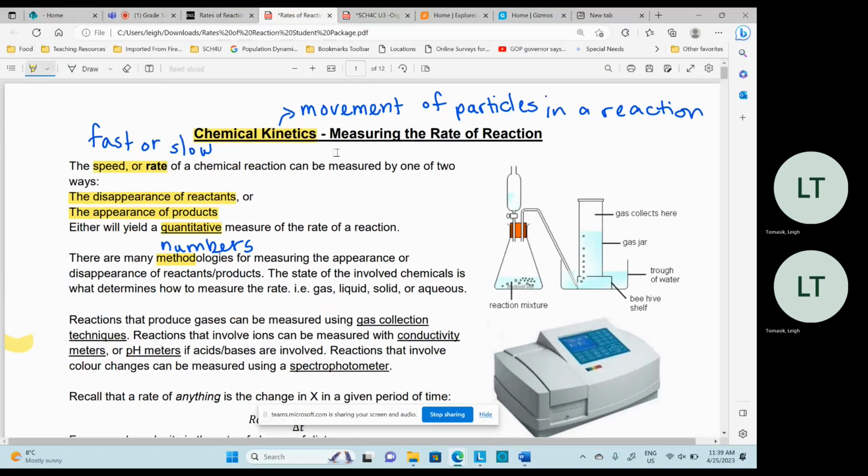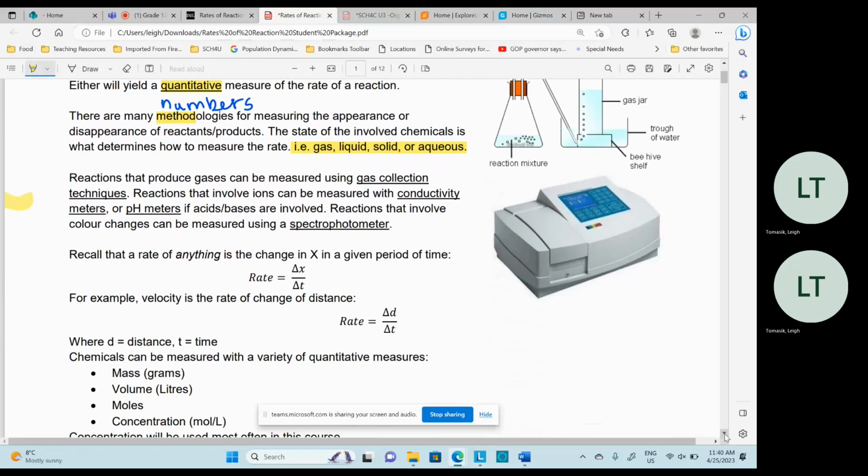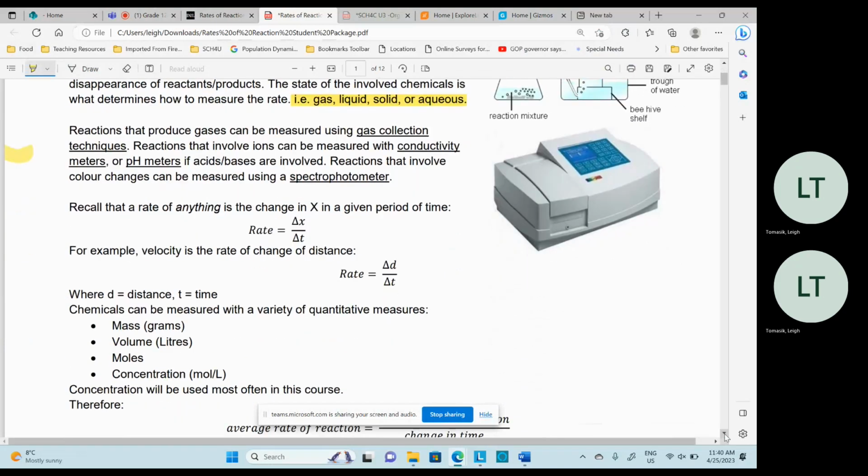So, right, there are different strategies for looking at how much gas is there versus how much liquid is there versus how much solid is there versus if things are dissolved. Okay, so let's look at some of these methods. So it says reactions that produce gases can be measured using a gas collection technique.